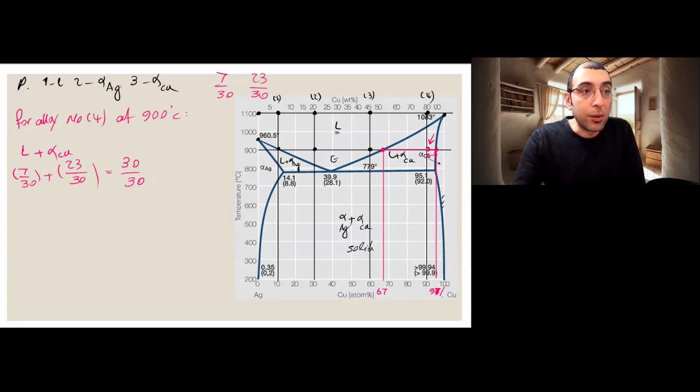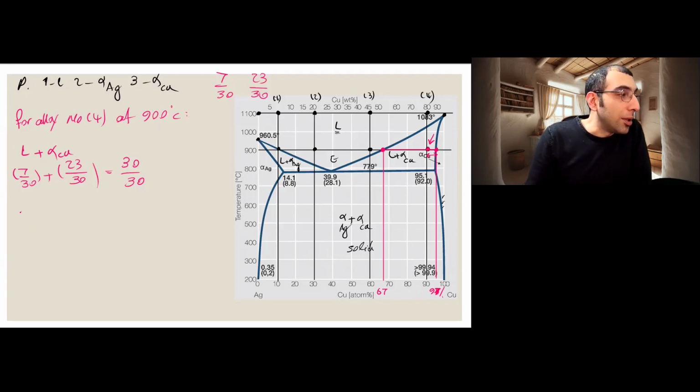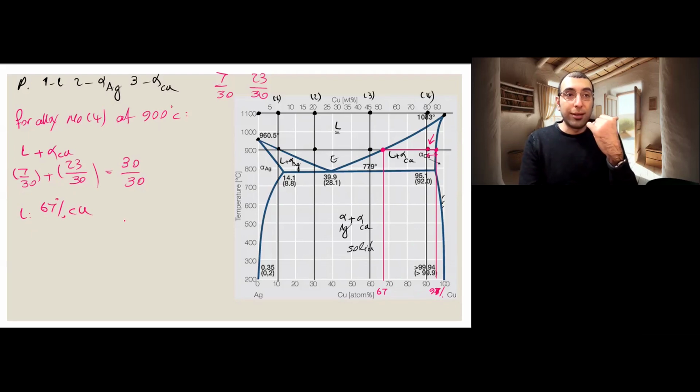So again, from this point, which is the temperature of our interest, if you want to know the composition of your liquid, you go along this horizontal line. When it crosses your liquidus line, and we also already dropped it down, 67% copper is the composition of your liquid, where it hits your liquidus line. So in your liquid, you got 67% copper, where it hits the liquid.